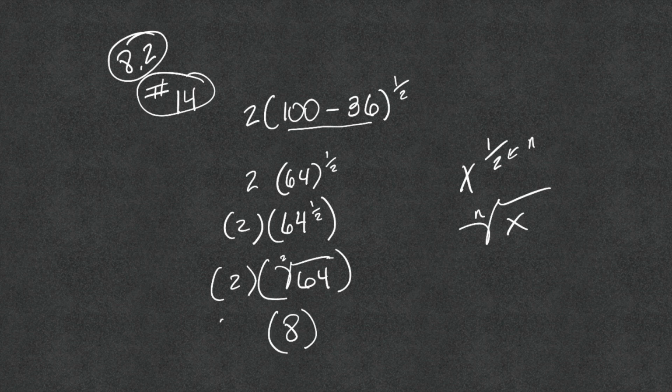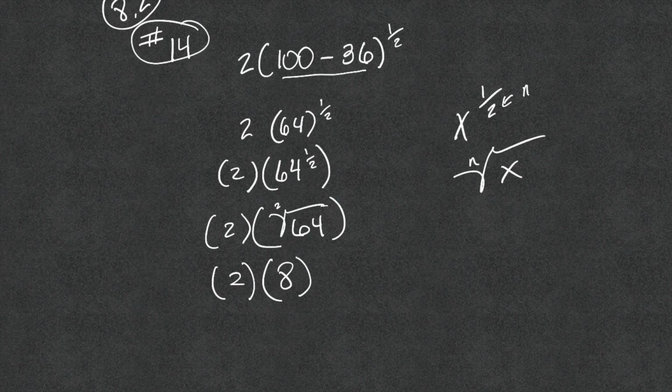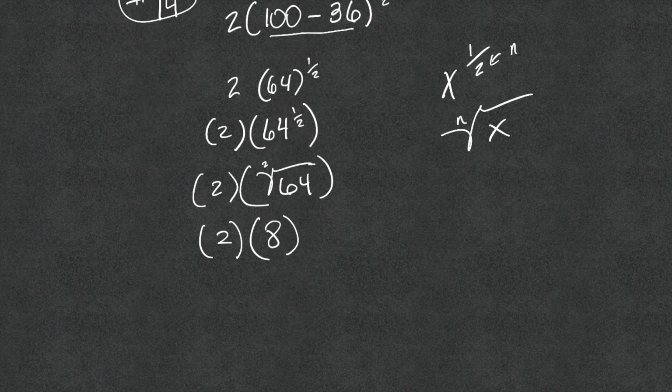So now we have an 8 and a 2. We multiply those 2 together. 2 times 8 is 16.